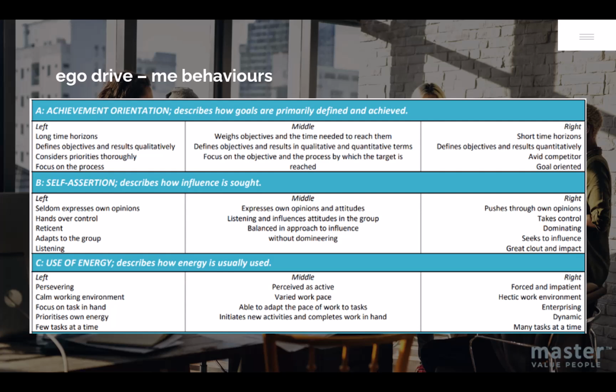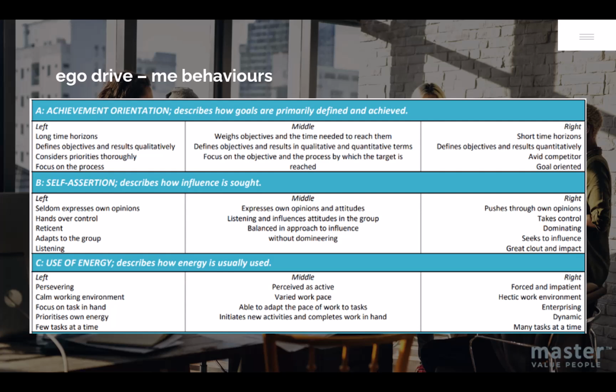The next trait is self-assertion, which describes how influence is sought. A person on the left-hand side seldom expresses their own opinions and tends to hand over control. They are reticent, meaning quiet and withdrawn. They can participate in meetings but prefer not to be the focus. They adapt to the group and are good listeners. On the other side, we have the opposite behavior, where the person pushes through own opinions, takes control, can be dominant, seeks influence, and has great impact.